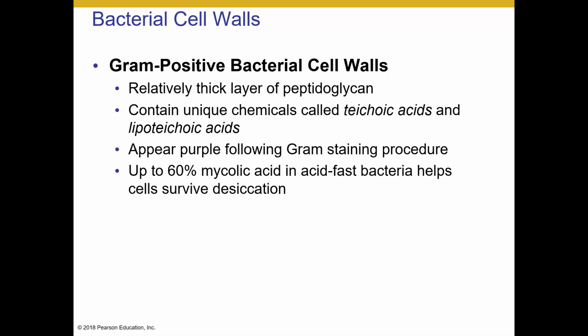Gram-positive bacteria have a thick peptidoglycan layer, which helps them keep their shape and retain the crystal violet stain during gram staining. That's why they look purple under the microscope. They also contain teichoic acids and lipoteichoic acids. Teichoic acids help stabilize the wall and anchor it to the membrane. Lipoteichoic acids help the bacteria stick to surfaces or host cells.